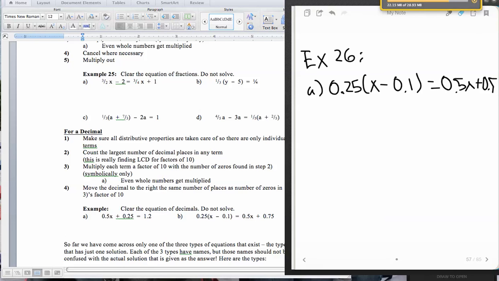And I don't think I'm going to get it finished, so I'll just go ahead and stop right here.